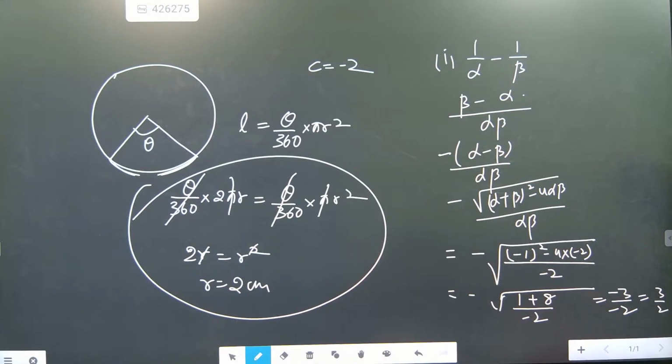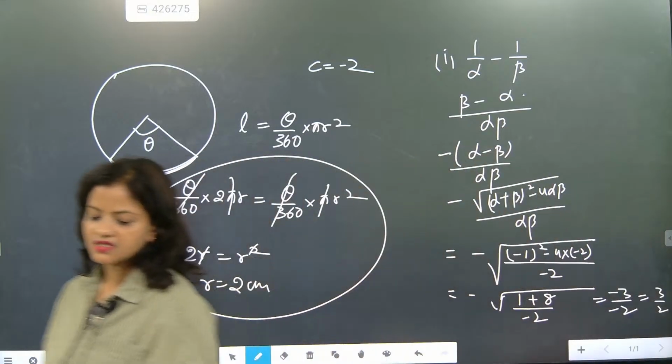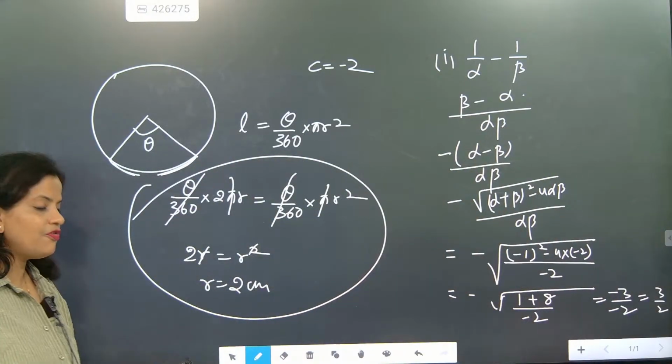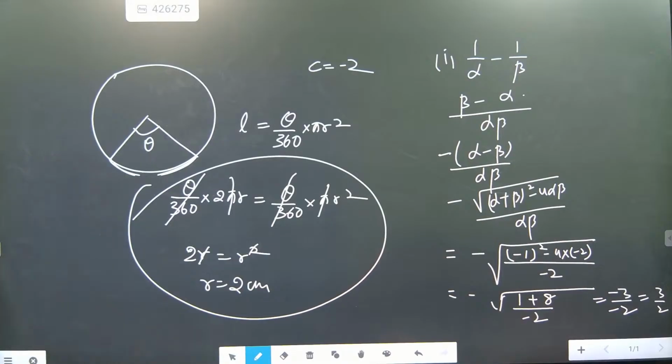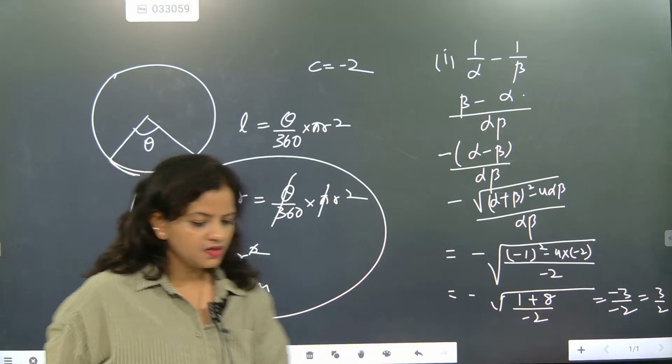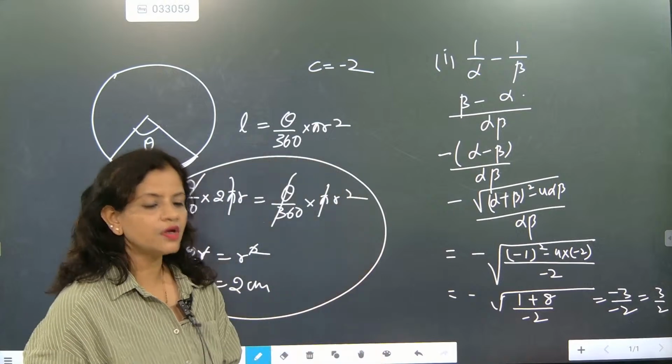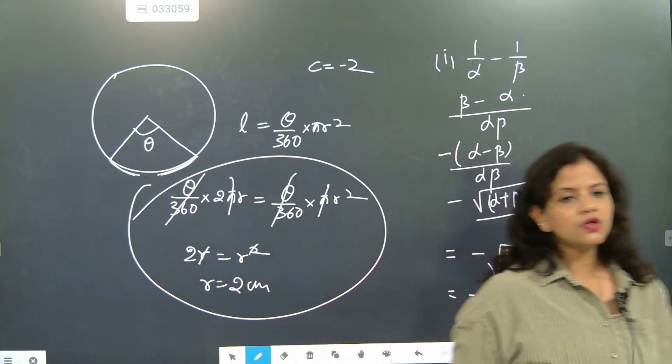Are you understanding how to solve this type of question? Whenever they ask for length of arc, it means L. The L formula will be theta by 360 into 2 pi r. So like this we can solve. I hope you have understood how to solve the question. Okay. Now any other question left?